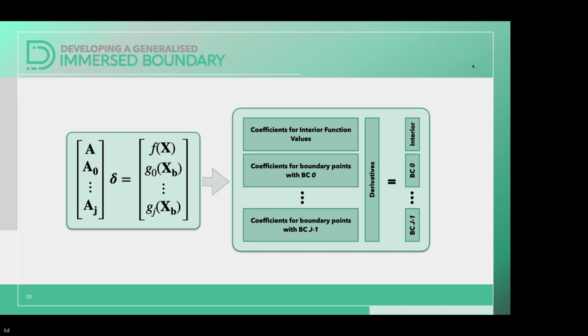We have all of the coefficients for our interior function values. Then for every boundary condition we have, at every boundary point, we have another block of constraints. So the number of boundary constraints is the number of boundary points times the number of boundary conditions. We end up with a linear system that looks like this. We've got a matrix containing the coefficients for all of our interior and boundary constraints, a vector of derivatives, and a vector of interior values and boundary forcing values.